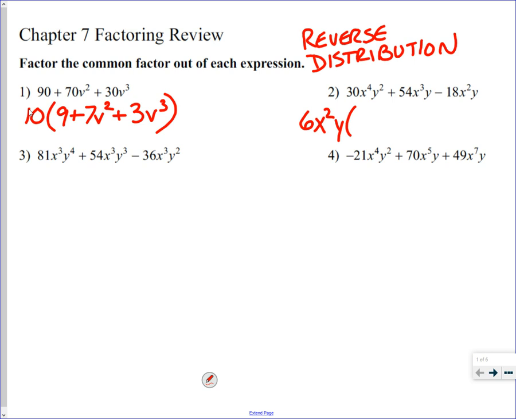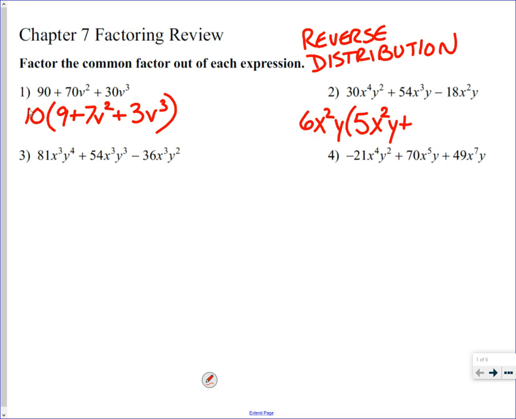So remember, we're factoring out, we're dividing all of this stuff out. So 30 divided by 6 would be 5. I had an x to the 4th. I'm going to take out 2 of those x's, and I'd be left with x squared. I had a y squared, and I'm going to take out one of those y's. There'll be just a y left.